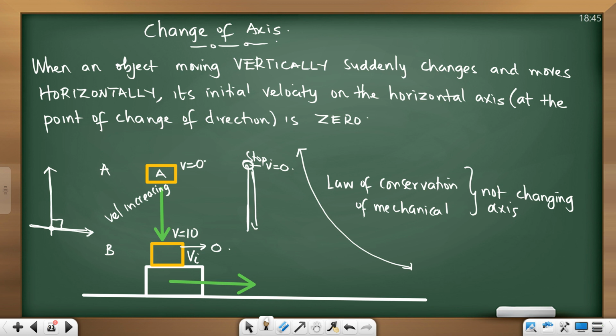Now, an object is coming down, all right? It wants to move horizontally. It must stop before changing direction. So the velocity horizontally will be 0. Please, are you okay with that explanation?